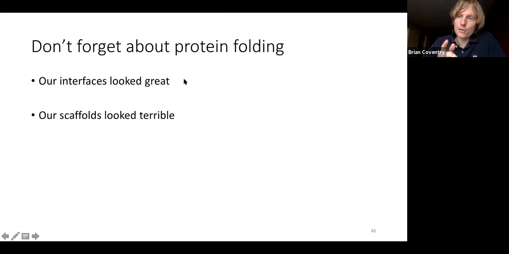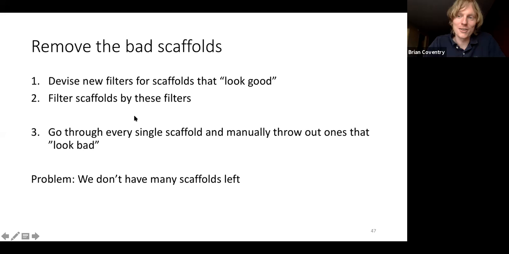But don't forget about protein folding. Just because your interfaces look great, your scaffold has to fold. If your scaffold folds wrong, it doesn't matter how good your interface was because it didn't form in solution. So the first thing, this one was Longxing. Longxing heroically looked at like 10,000 of our scaffolds, and he threw out anything that looked suspicious. Just things that aren't really packed together, helices going all different directions. And so I tried to find computational metrics that would correlate with Longxing, which eventually did work. I was able to correlate with Longxing pretty well.